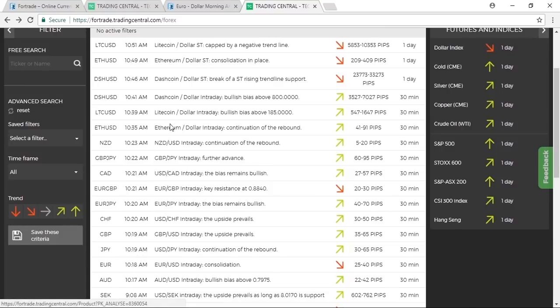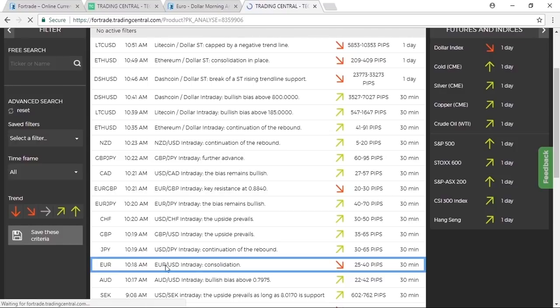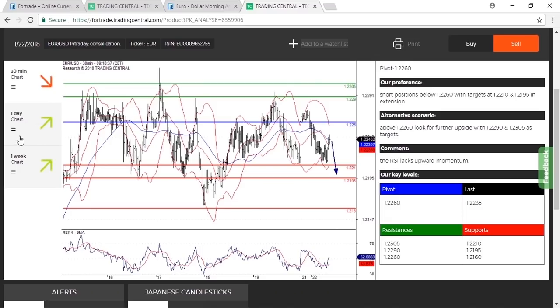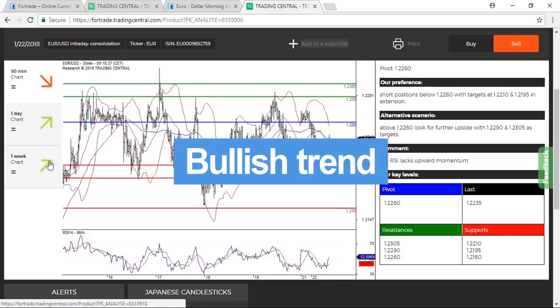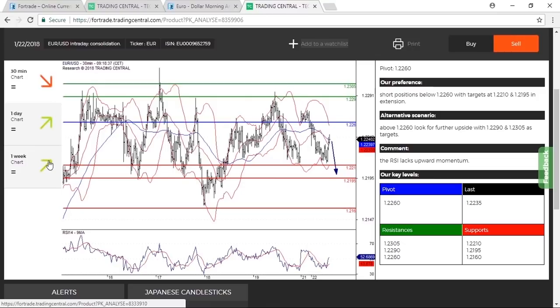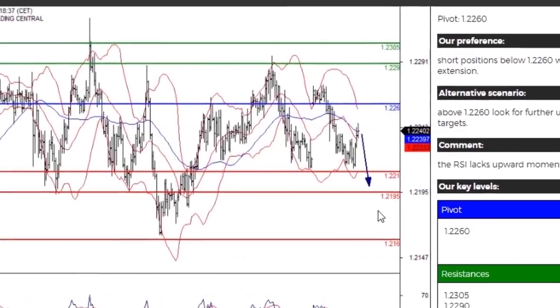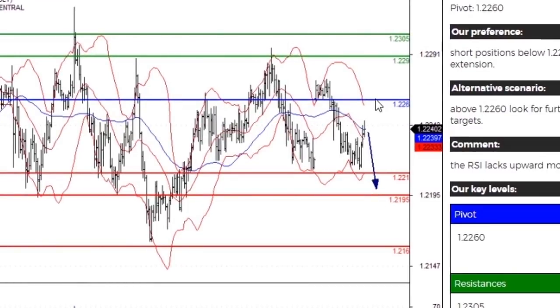For example, if we choose the euro-dollar, the daily signal is that the currency pair is in a bullish trend. The same is true for the weekly trend too. Let's look at the chart. The pivot line is 1.226. It's the blue line here. The black box is the price level at the time the analysis was conducted. And this arrow here shows that at the support level of 1.2195, you can set your take profit level on the trading platform in the way we've explained already.